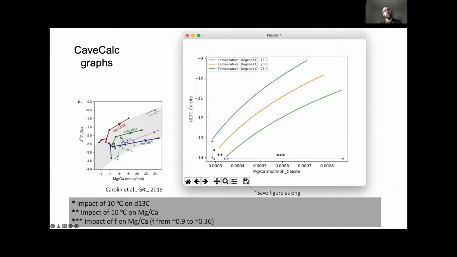So, for example, the size of this arrow here, which is labeled with an asterisk, is showing us the scale of the impact of those 10 degrees of temperature change on delta 13C. So it's on the order of 1 per mil. These two asterisks here show us the impact of a change of temperature of 10 degrees on magnesium calcium. So it's a relatively small impact compared to the impact of F on magnesium calcium as PCP or F changes from 0.9 to 0.36 in that case. We have a much larger change from about 3.5 e to the minus 4 to about 9 e to the minus 4. So it's a nice exploratory tool from that point of view.